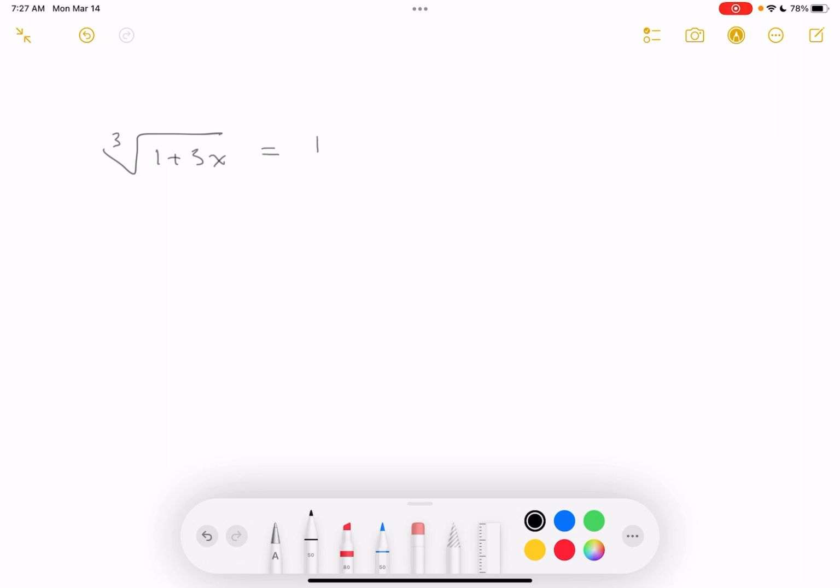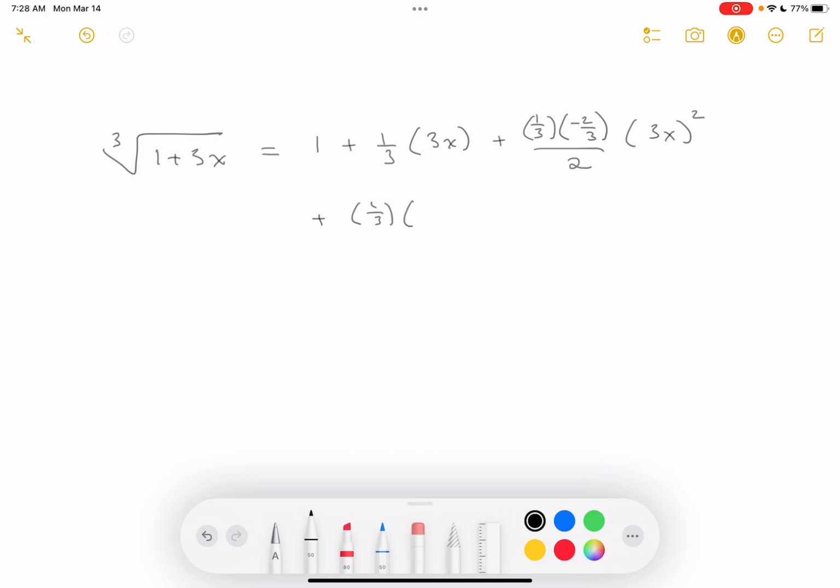So it's going to be 1 plus 1/3 times 3x, plus 1/3, and then it's going to be 1/3 minus 1, so that's minus 2/3, over 2 factorial, and then you get 3x squared. Let's put the next term down.